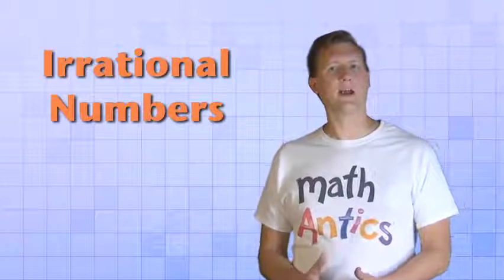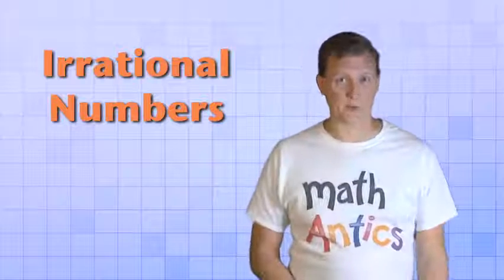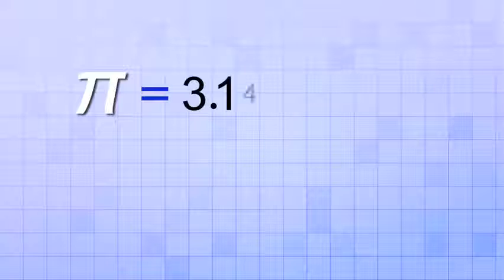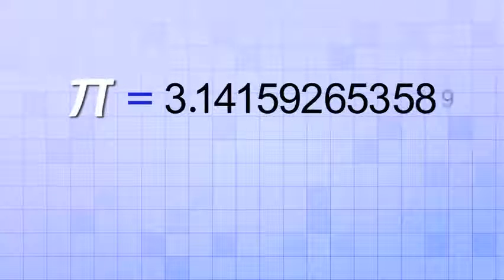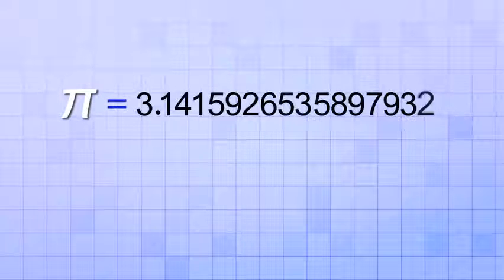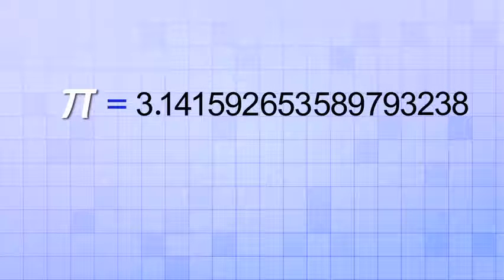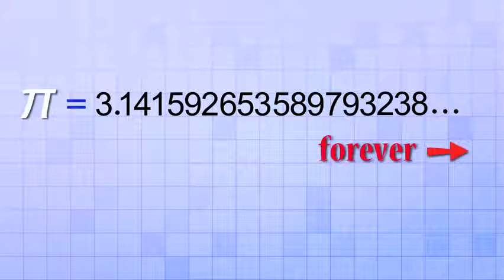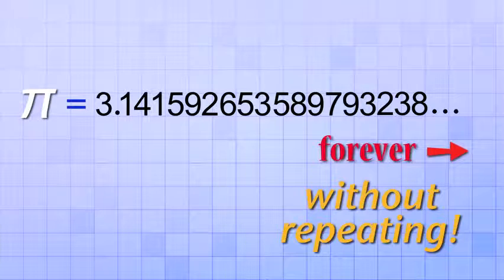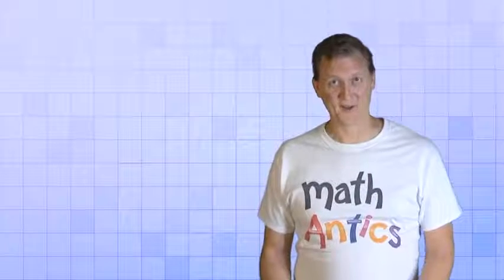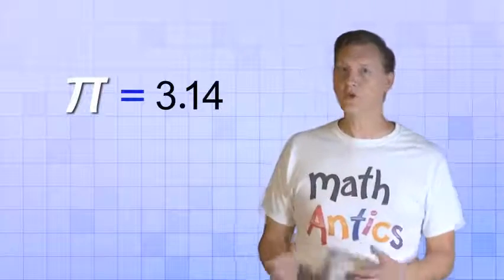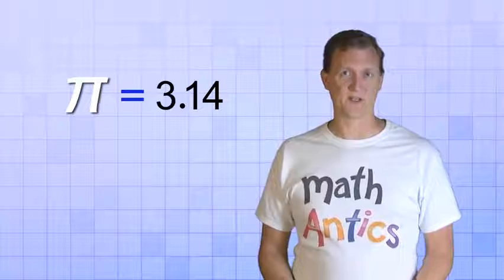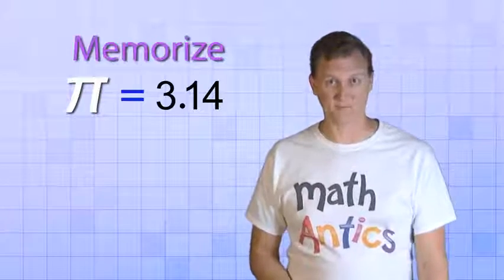But seeing some more of pi's decimal digits will help you understand what I mean. To be more precise, pi is 3.1415925835897932338, and the decimal digits just keep on going forever without repeating. Pretty amazing, huh? But the good news is that saying pi is 3.14 is usually close enough for most math problems, so that's all you really need to memorize.